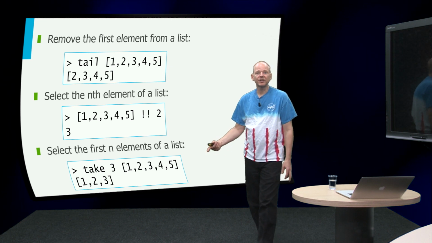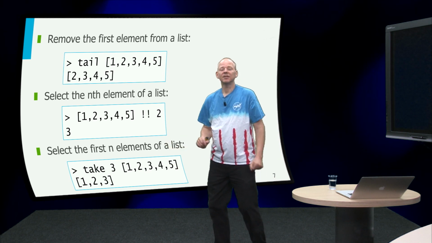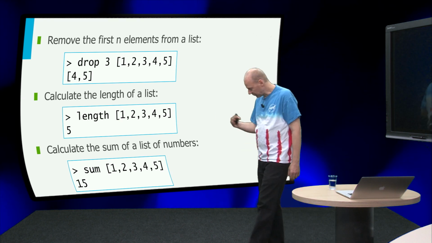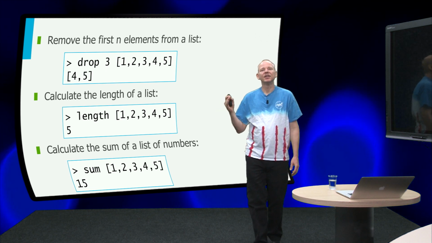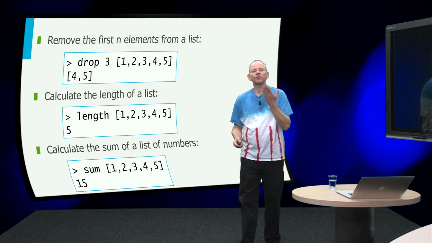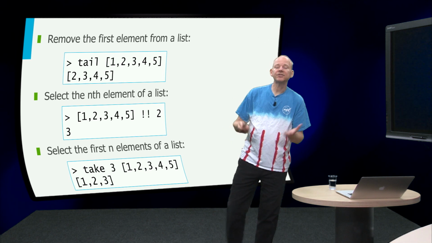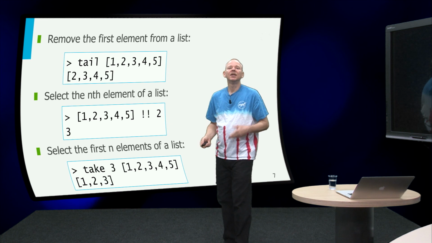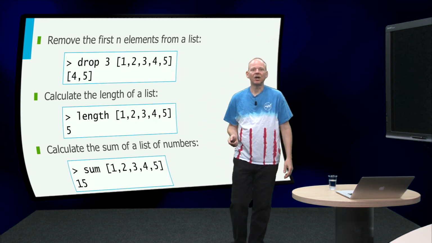It takes the first 3 elements of a list. So if we have the list [1, 2, 3, 4, 5], guess what? It returns the first 3 elements, [1, 2, 3]. Drop is the opposite, so it takes a number and a list, and it drops the first 3 elements of the list. So in some sense, drop and take are the generalizations of head and tail. Head and tail just take the first and the rest of the list, and with take and drop, you can generalize that to arbitrary numbers.